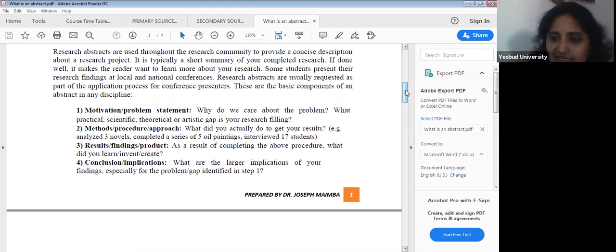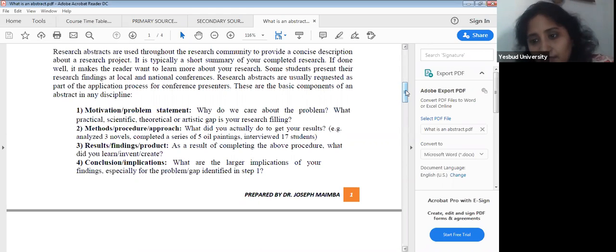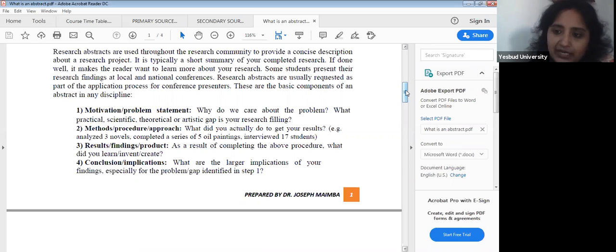What practical, scientific, theoretical or artistic gap is your research filling? So, what kind of gap are you filling in your research, which you have earlier read about in other theories and in other research papers? There must be some gaps. So you have to think about what kind of gaps you are filling in your research. You should know the purpose of your research.